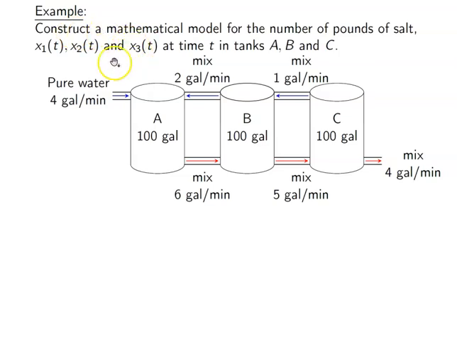Okay. So we want to talk about the number of pounds of salt. X1 is the amount of salt in A, X2 is the amount of salt in B at time t, and X3 is the amount of salt in C. We just know that we have pure water coming in. The others are all some mixture, but I don't know the concentration of the mixtures coming into A from B or going into B from A and vice versa, and for the others as well. I don't know the concentration of the mix coming from C into B or going from B into C, and I don't know the concentration of the mix coming out of C.